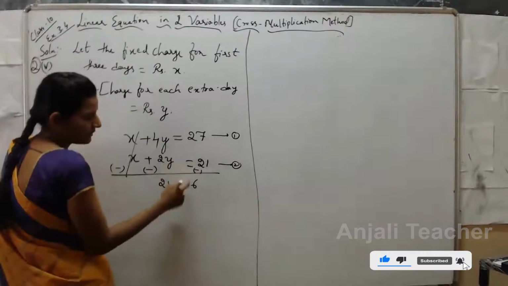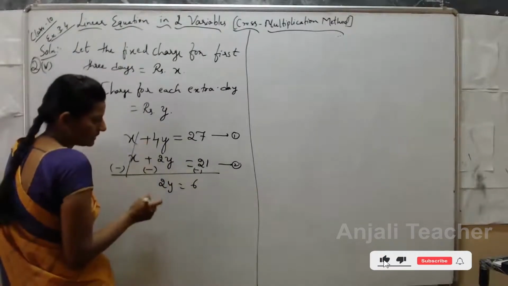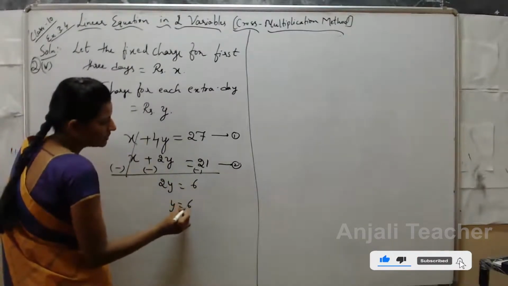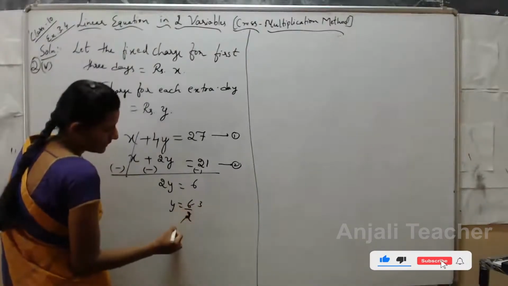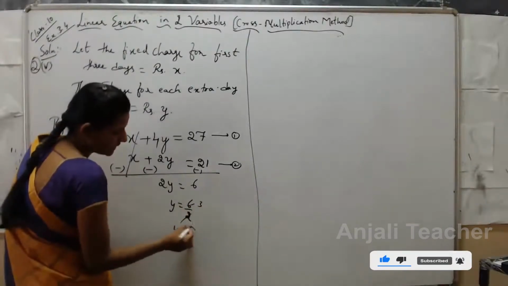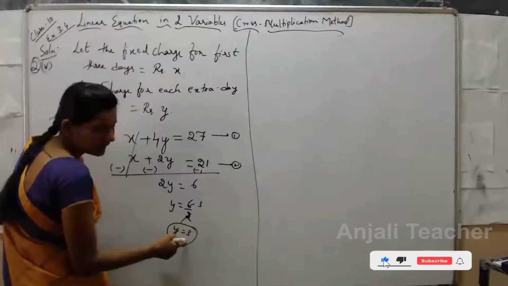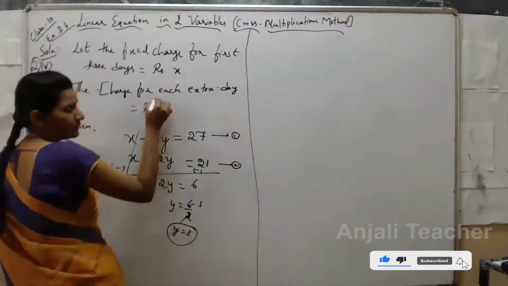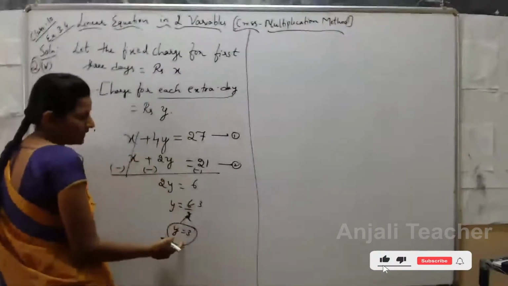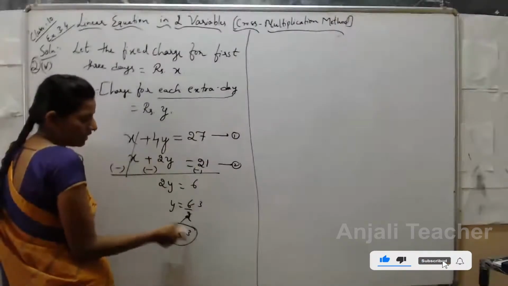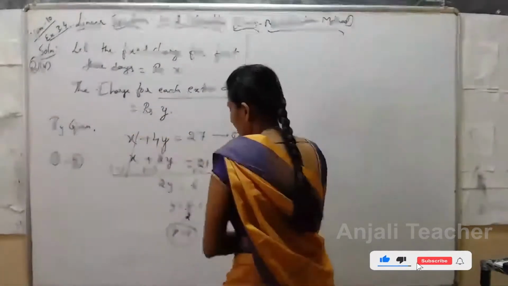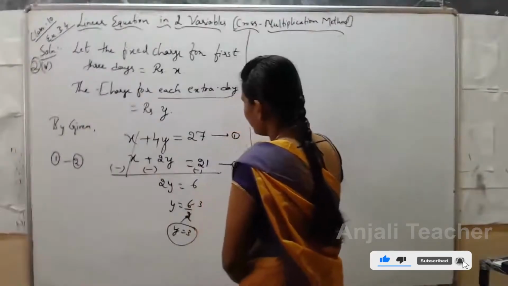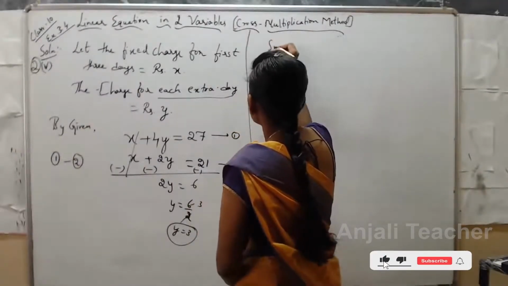So Y is equal to 6 by 2. This implies Y is equal to 3. So per day they have to pay 3 rupees. For each extra day they have to pay 3 rupees. 4 threes are 12 rupees she has to pay. No need to solve that. We just have to find X and Y.